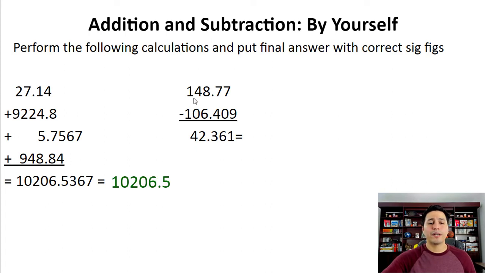On this next one over here, we got 148.77 minus 106.409. In this case, we care about 2 decimal places past the decimal, so we're going to stop at the 6.